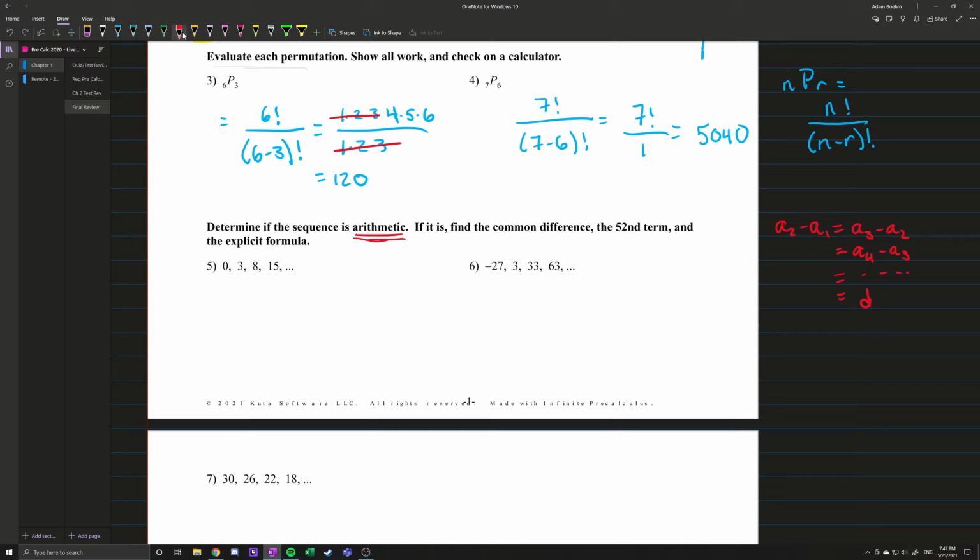So in order to make sure that a sequence is arithmetic, we need to see that the difference between each of these terms is equal. And you should see in number 5 that it's already not. To get from 0 to 3, we have to add 3. To get from 3 to 8, we have to add 5. 8 to 15, we have to add 7. So it does look like it has a pattern, but it's not arithmetic. So we are just going to write not arithmetic.